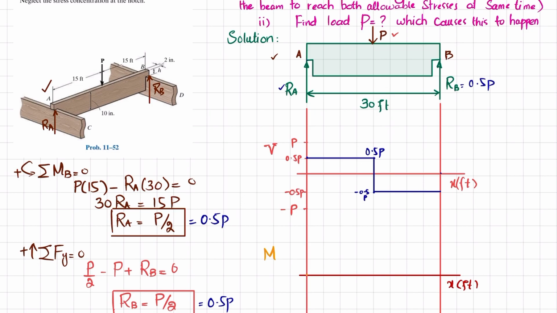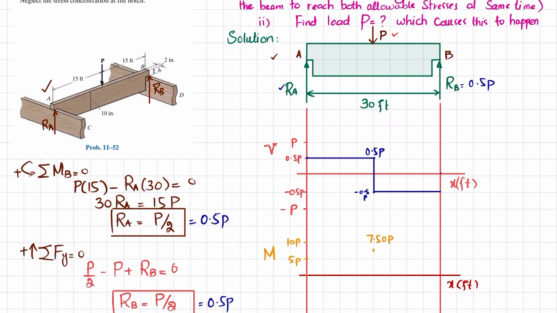So at first, the area under the shear force diagram is this one, and this area is equal to 0.5 P multiplied by 15. That will give you 7.50 P. So let this be 5P, this be 10P. Clear? So 7.5P will be in between these two.